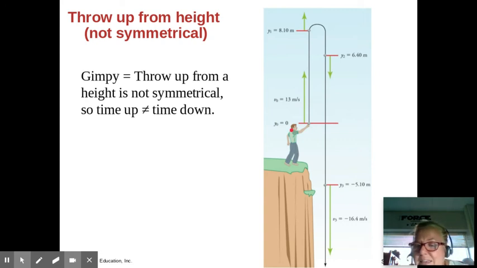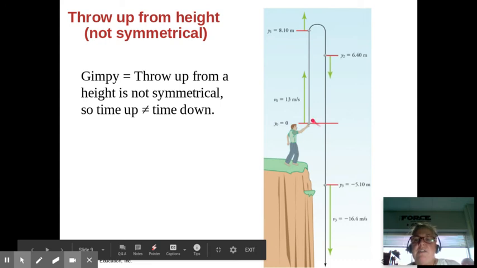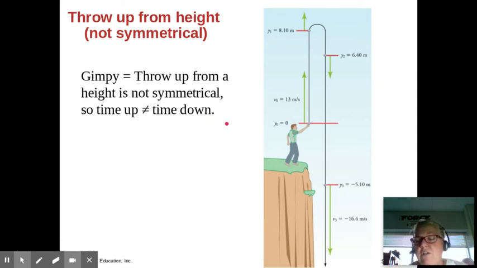Okay, now, what if it's not symmetrical? I call these gimpies, and it's just my weird way of thinking about it. But here, you can see the guy throws the ball up, and it comes back down, but it passes that initial position where it started and keeps on going. So the time up does not equal the time down. These are a little bit difficult because what you have to do is separate it. You're going to have to draw a line down the middle, analyze the going up part, and then analyze the going down part.